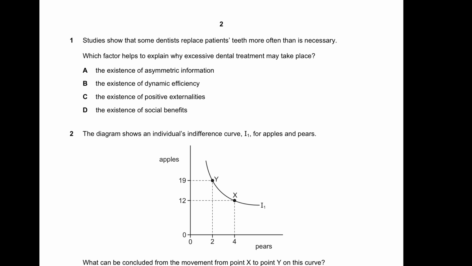The first question says that a study shows that some dentists replace patients' teeth more often than is necessary. Which factor helps to explain why excessive dental treatment may take place? Well, clearly, doctors have more information than the patients, and as a result of that, there is asymmetric information. This is where there is a lack of information from one party, and the party that has more information will exploit the other party, and therefore, this is a market failure.